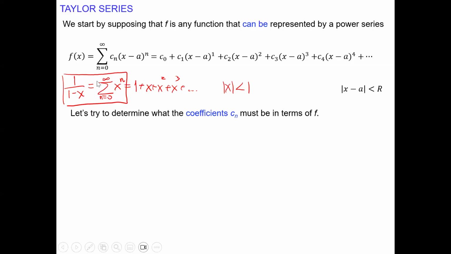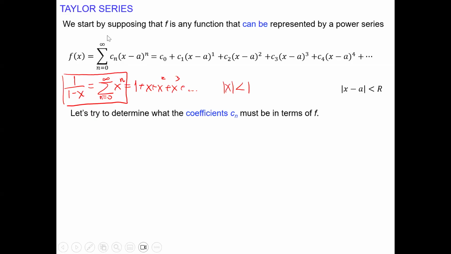Okay. We definitely have to extend this process of finding power series representation to more functions, more non-polynomial functions, not just this rational function. This is the formula.